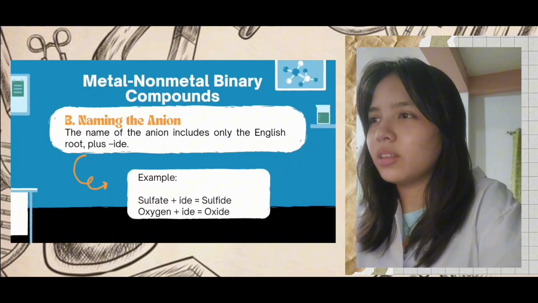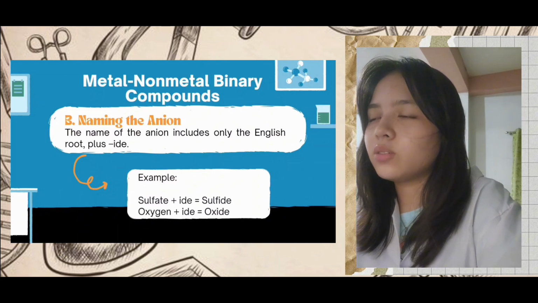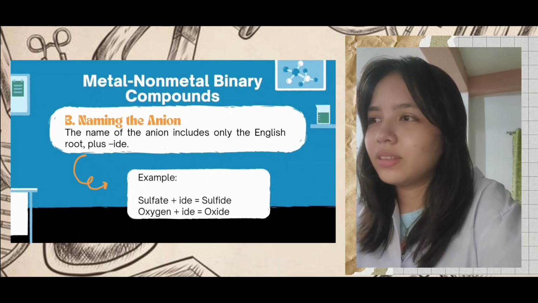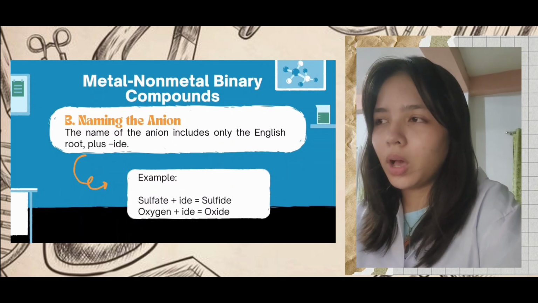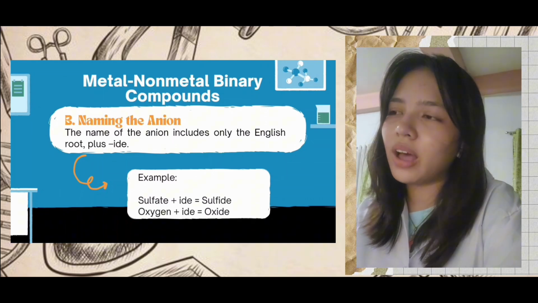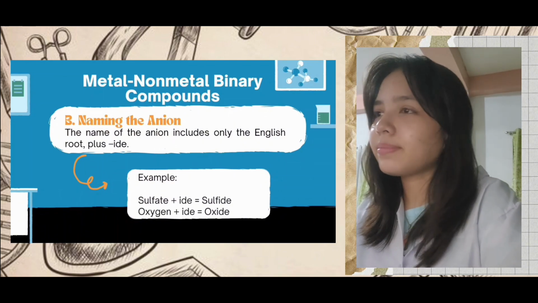Naming the anion. The name of the anion includes only the English root, then you add "ide". For example, sulfur and "ide" becomes sulfide. Oxygen and "ide" becomes oxide.